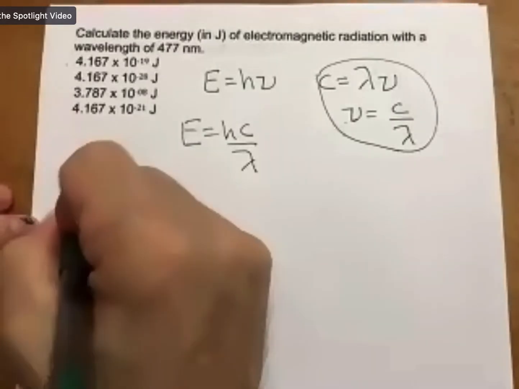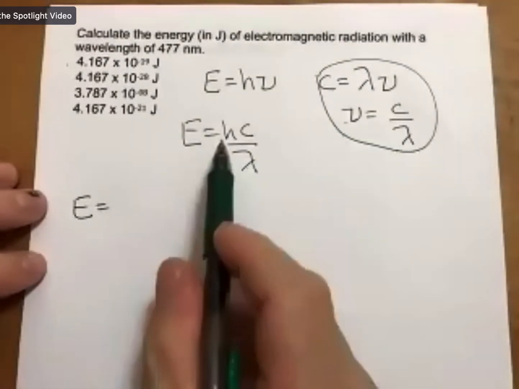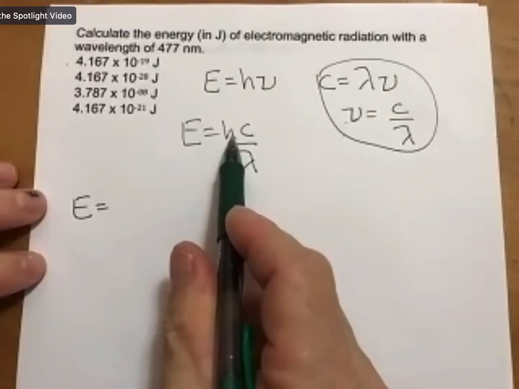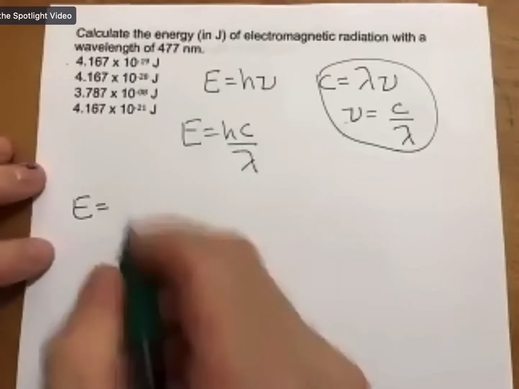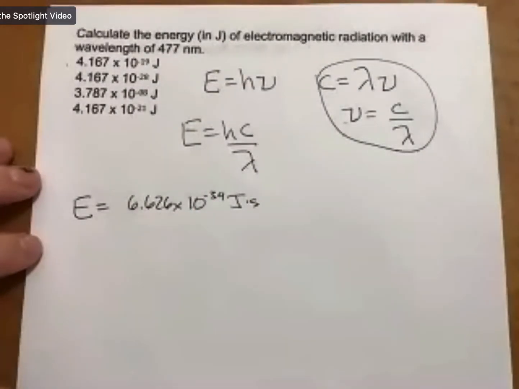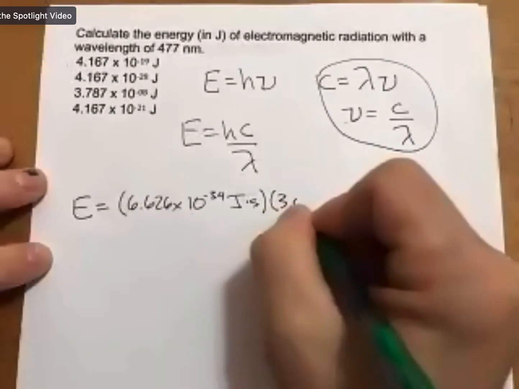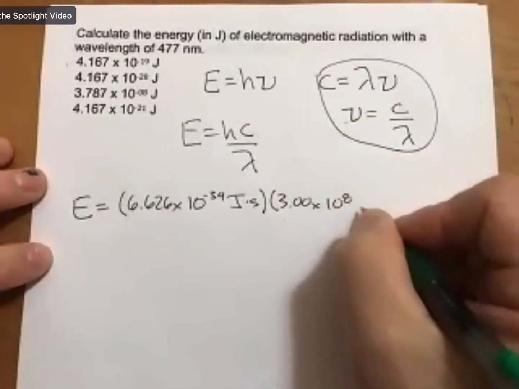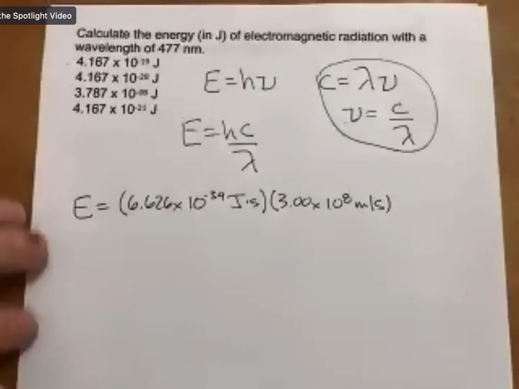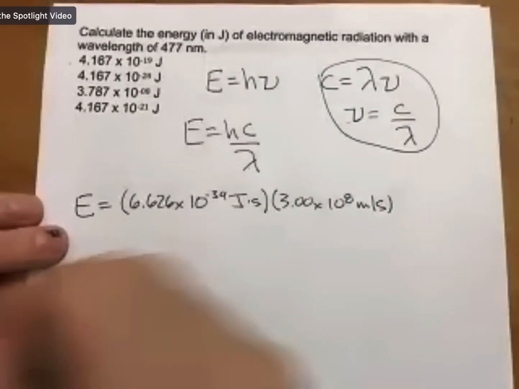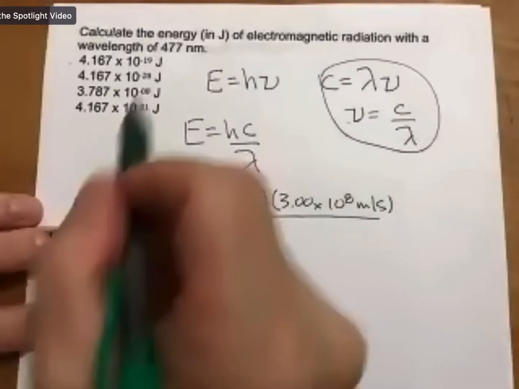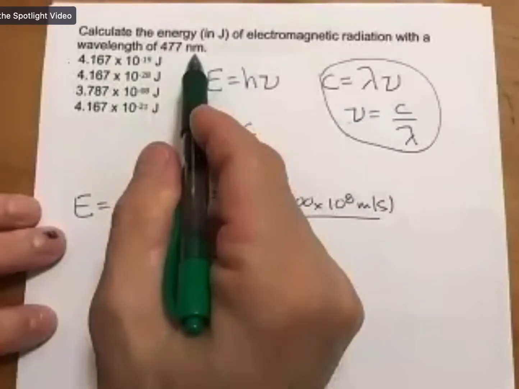But now let's actually plug in. So Planck's constant is given on the conversion and equation sheet. It is 6.626 times 10 to the minus 34th joule seconds. The speed of light is 3.00 times 10 to the 8th meters per second. And the wavelength is 477 nanometers.